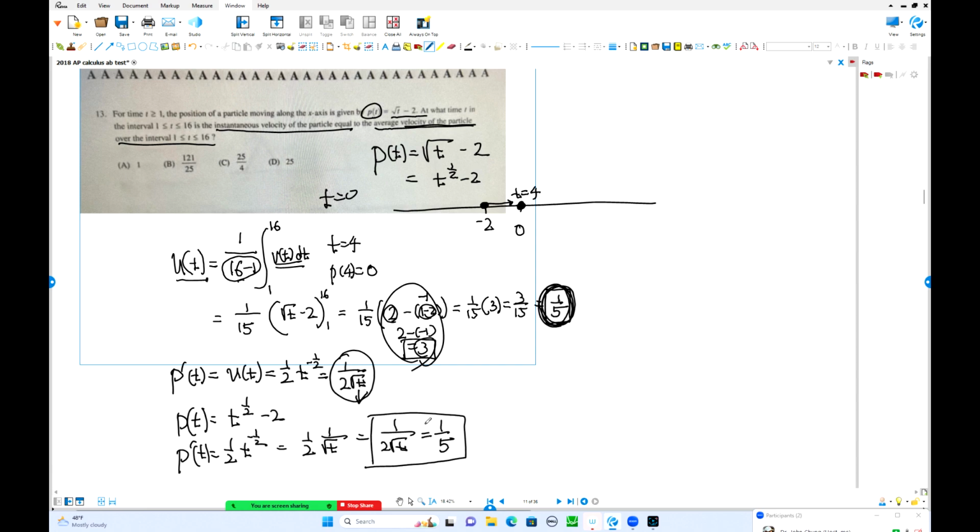Now cross multiplication is okay too. So 2 square root t equals 5. Square root t equals 5 over 2. T equals how much? Make a square, right? 5 squared is 25, 2 squared is 4, so at this time t equals 25 over 4. The instantaneous slope exactly equals its average value of velocity, so 25 over 4 is the answer.